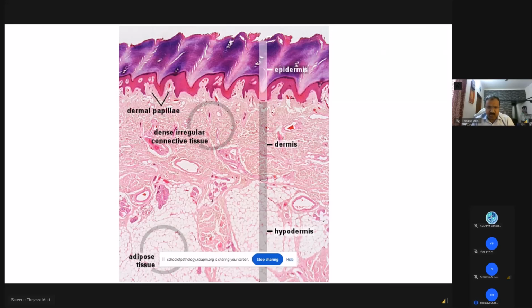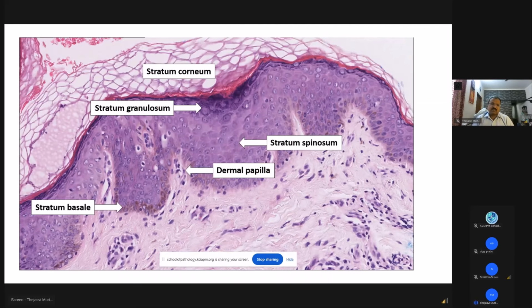The epidermis and dermis you all are aware of. If you go into the epidermis, that is stratum corneum, stratum granulosum, stratum spinosum, the stratum basale, and the dermal papillae are visible in this image. The stratum granulosum is the one that you easily identify with the presence of the keratohyalin granules, and the usual basket weave type of keratosis is what you see in the stratum corneum.